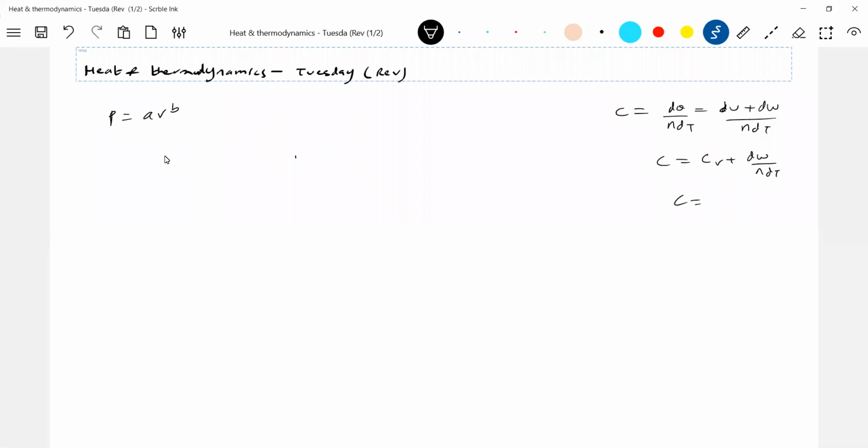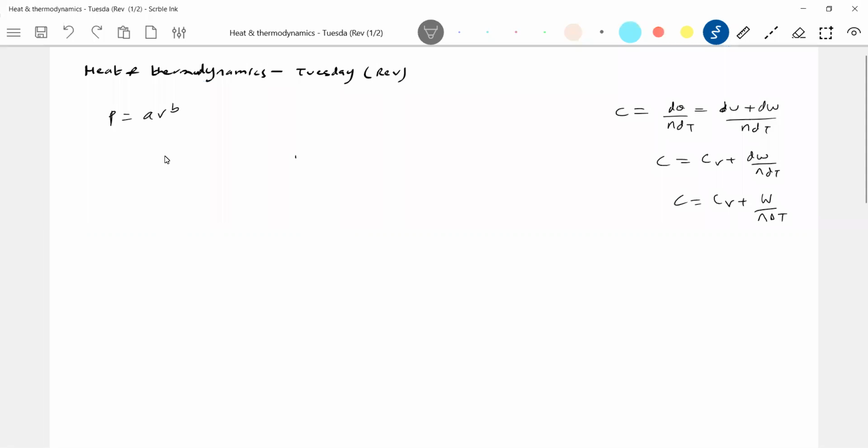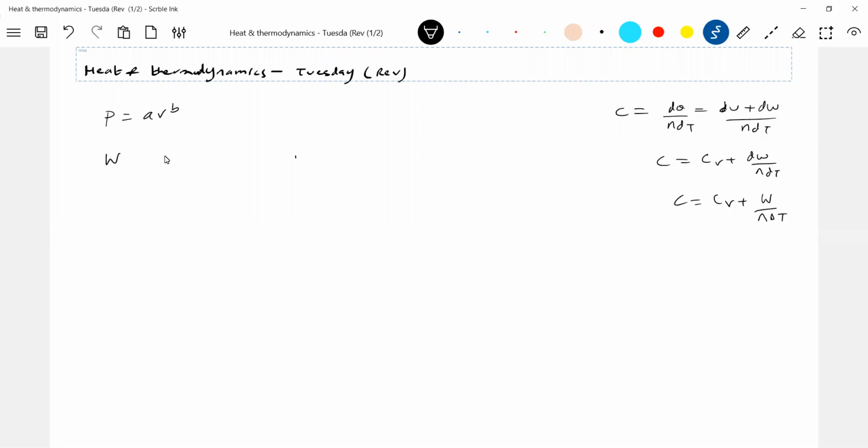Sometimes the equation will end up simple like this. If the number of moles is 1, you can just write work done by changing temperature. Got this? Now, P equals A V to the power of B. We have to calculate the molar heat capacity. First, you need work done and temperature. Usually the temperature of the gas is the parameter which we are going to vary. So work done is equal to integral of P dV, with the temperature going from 0 to delta T.